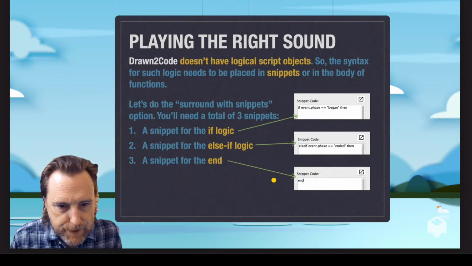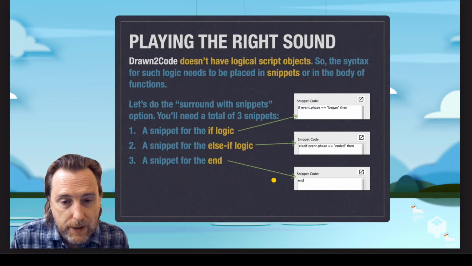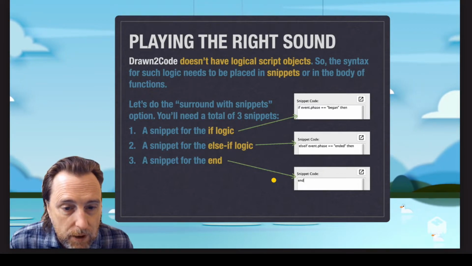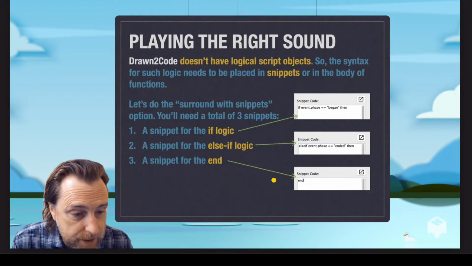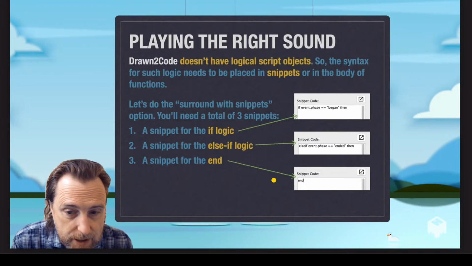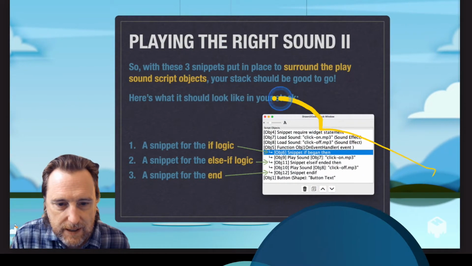So I'll put that first snippet before the click on sound. I'll put the else-if logic after that and before the click off sound. And I'll put the end right after the click off sound play audio script object. That will leave me with a stack that looks like this.